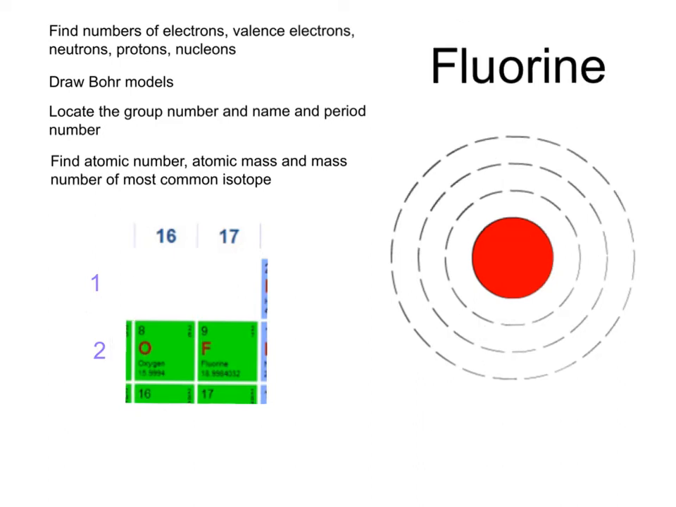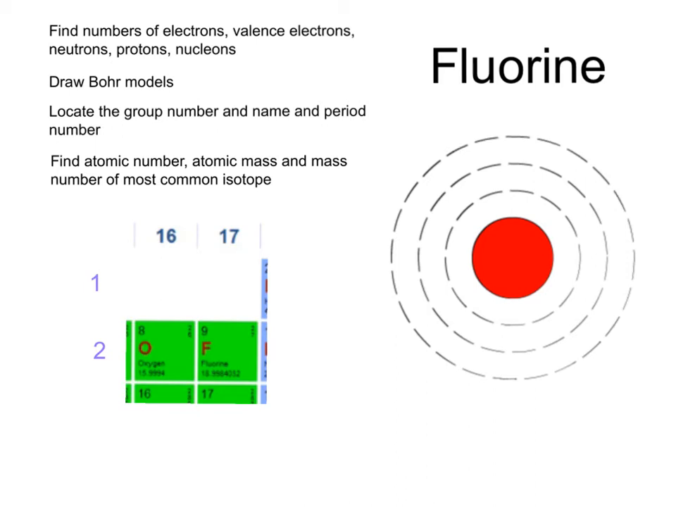Okay, since it's right next to oxygen, why not do fluorine? Okay, you ready? So find the number of electrons. Well, it's going to be the same as the 9, because that 9 tells us both protons and electrons. So there's 9 electrons. Valence electrons are 7. That's the number at the bottom of the stack in the upper right-hand corner.